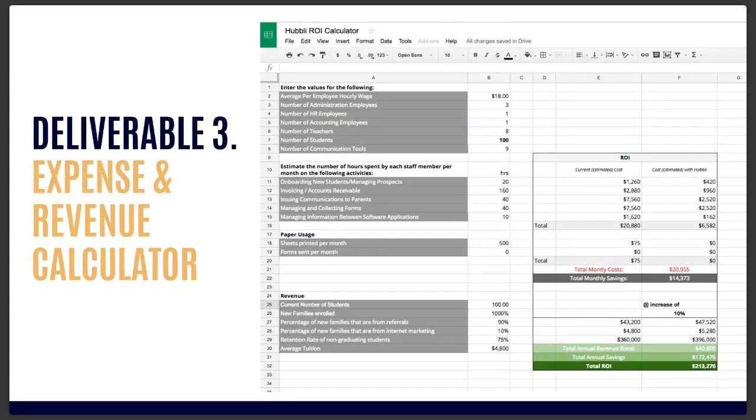And then we also give you this expense and revenue calculator. This is where you get very, very clear on understanding what your current processes are costing you and how much additional profit the school could be making with small adjustments to everything. We're going to run through this calculator with you during the assessment because we need to ask you a lot of questions to fill it out.